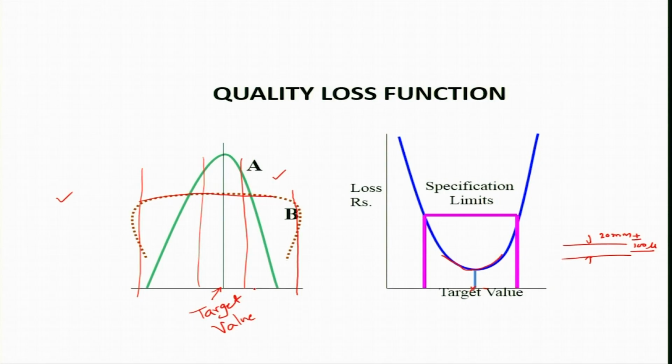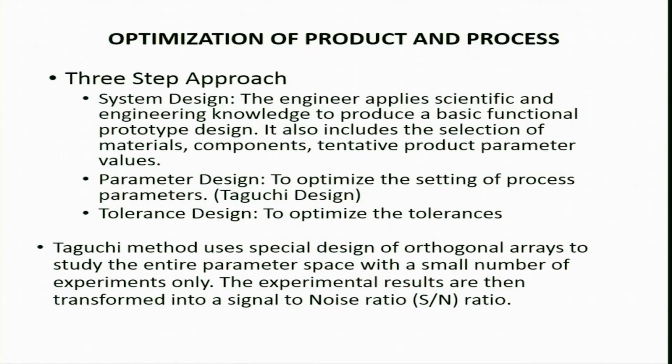So this is the second concept given by Taguchi, which is called the quality loss function. Now coming to the next part of his understanding, that is optimization of products and processes. He gave the concept of robust design, signal to noise ratio. He said that we have to take the design in three stages. One is the system design, second is the parameter design, and third is the tolerance design. The design process should proceed in three steps.